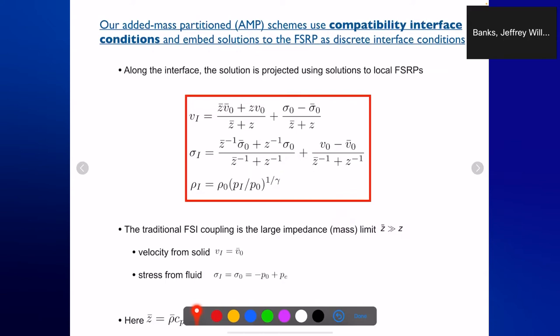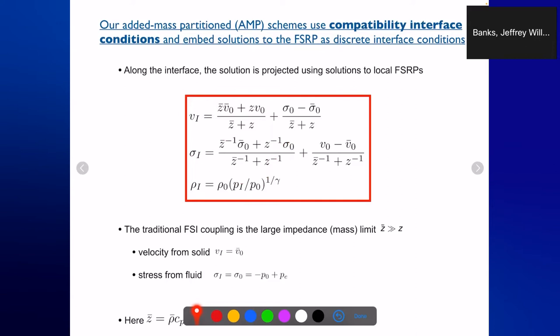And we're going to call these compatibility interface conditions. So they embed this solution as discrete interface conditions. Now you see here, the interface velocity in this case is no longer the velocity from the solid, which would have been this V bar, or the velocity from the fluid. It's an average, but there's also this jump in the stress term. And the stress is no longer the stress from the fluid, which would have been this sigma naught term. It's an average of the stress in the solid and the fluid. And then there's the density as well.